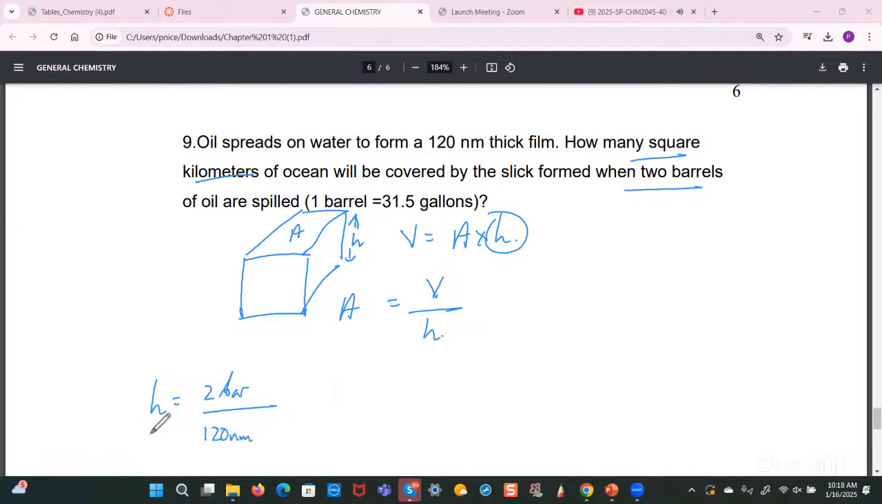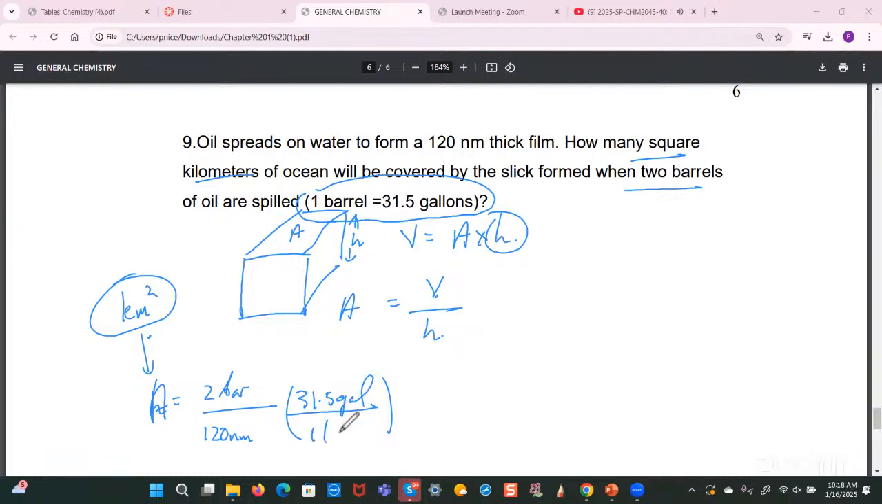All right? So basically, this is what we have to work with. However, the question is asking for the square kilometers, right? For the area. So somehow we have to do some conversions in order to get the final answer in kilometers squared. They kind of help you out a bit here because they gave you the relationship between the gallons and the barrel. 1 barrel is equal to 31.5 gallons. So the first thing I'm going to do here is put 31.5 gallons above and 1 barrel below, right? So that goes with that, right?